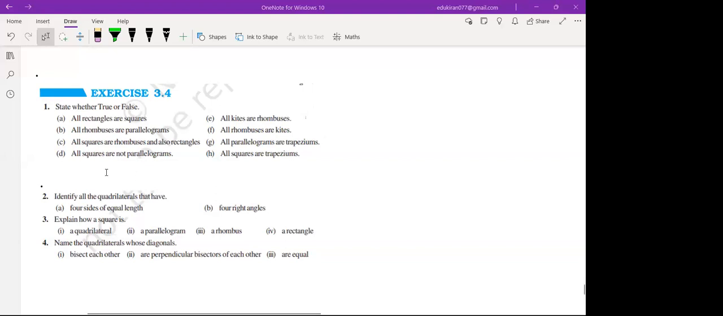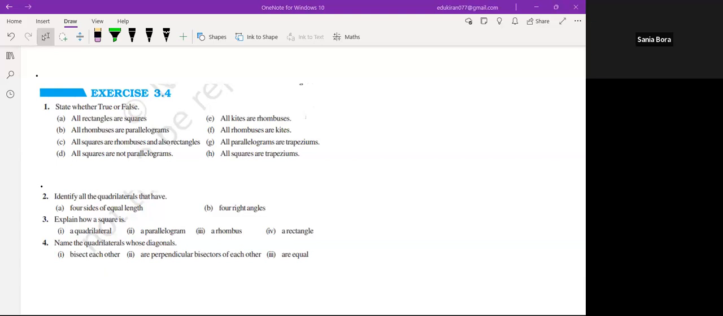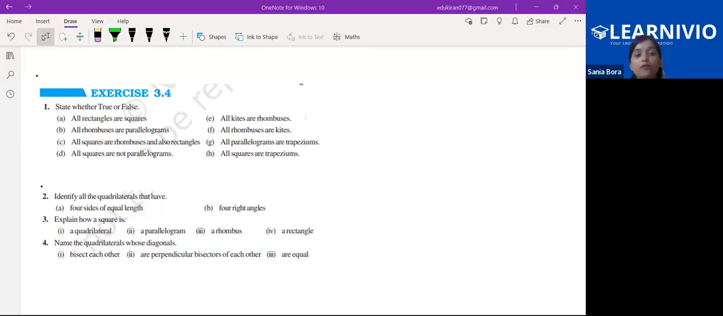We have to write the definition. For this third one, you have to tell how the quadrilateral is equal. That's it. So you have to write. I'll just give you a hint. For the first one, you can write a square is a quadrilateral if it has 4 unequal length of sides. Clear? Clear, ma'am.